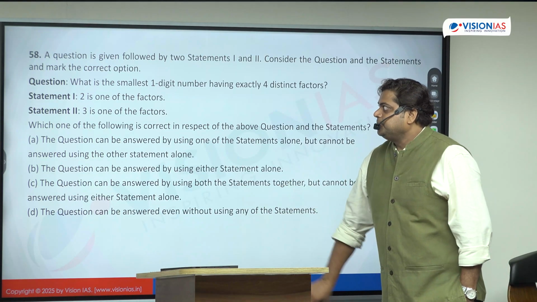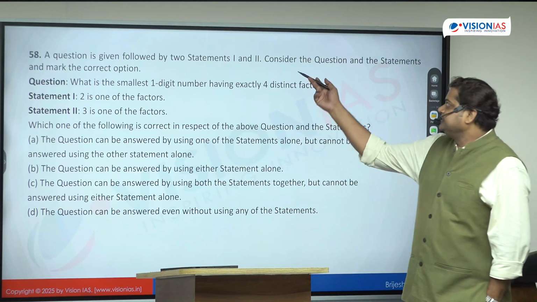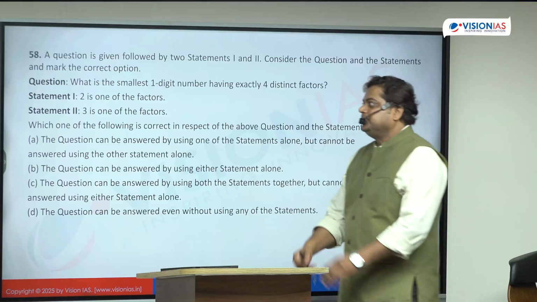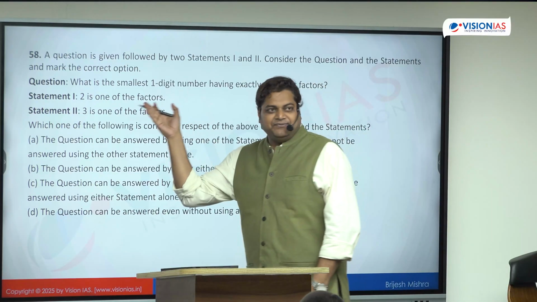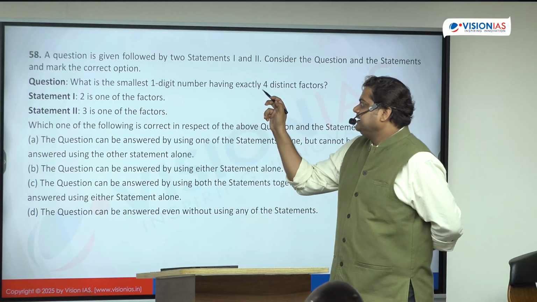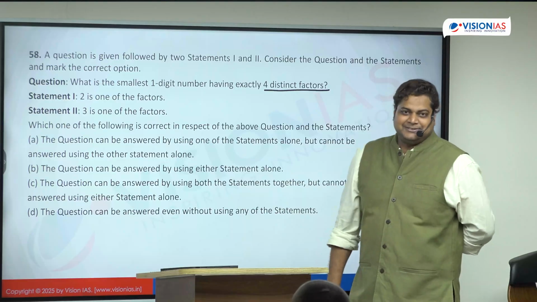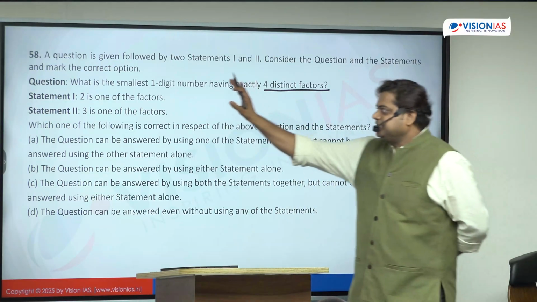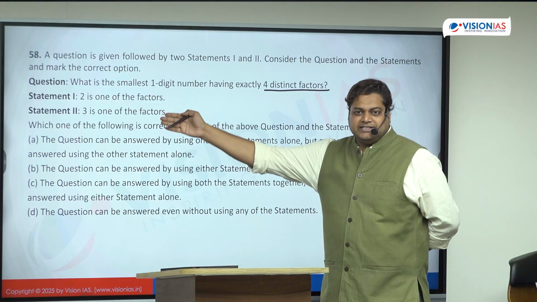A question is given followed by two statements, 1 and 2. Consider the questions and the statements and mark the correct option. The question is, what is the smallest one-digit number having exactly 4 distinct factors? If we see the question, just by seeing this question we can get the answer. We don't need to go for the statements.